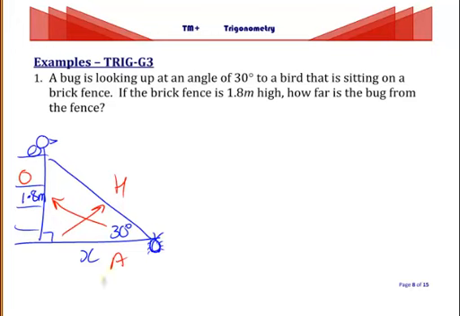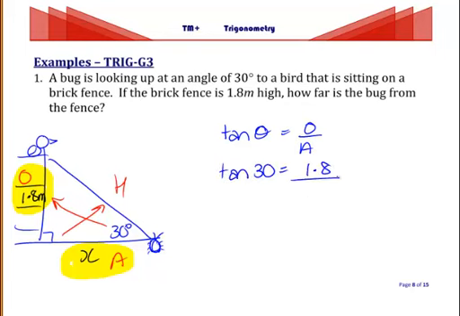What do we have? I want adjacent. I'm given opposite. So O and A is tan. So tan theta is opposite over adjacent. Tan 30 equals 1.8 over X. Swap these over. So X equals 1.8 divided by tan of 30.